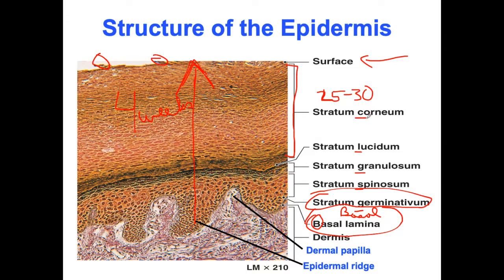So how do you memorize these layers from superficial to deep? Silly little mnemonic. Cher loves getting skin Botox. Cher loves getting skin Botox.